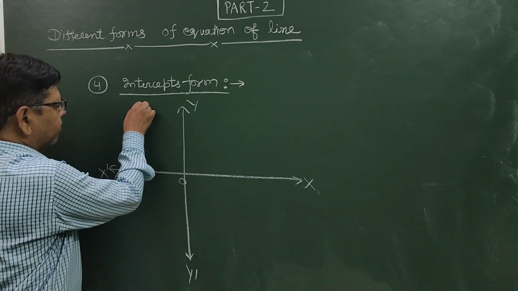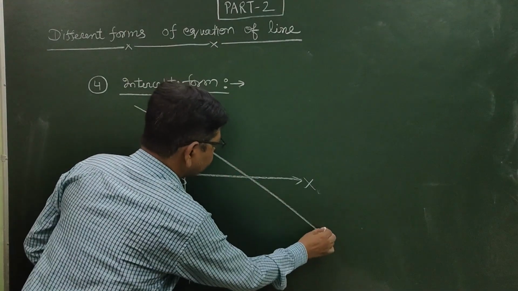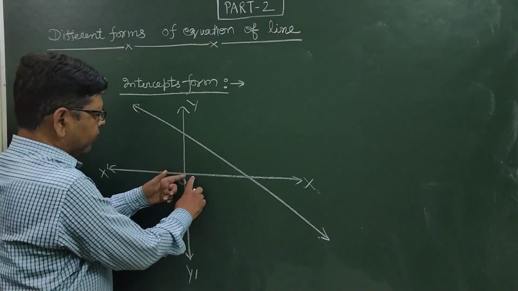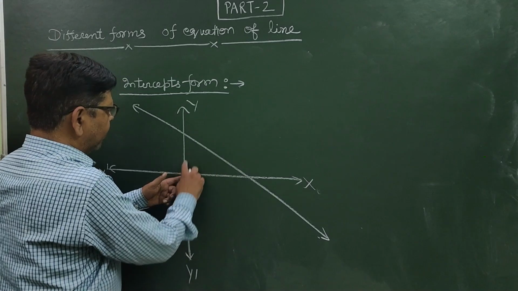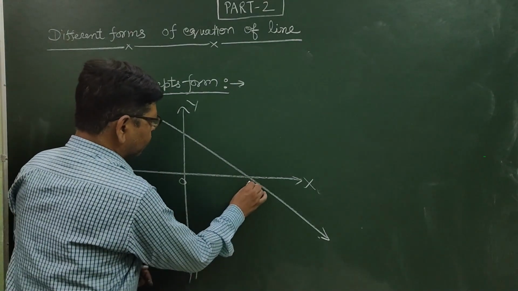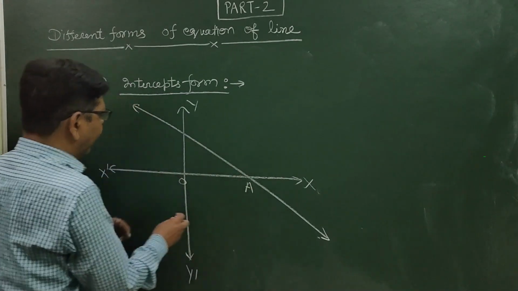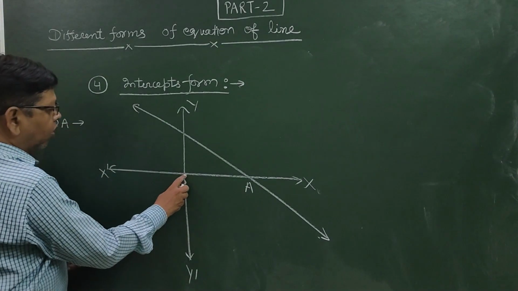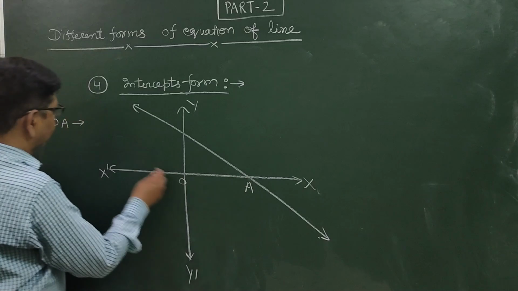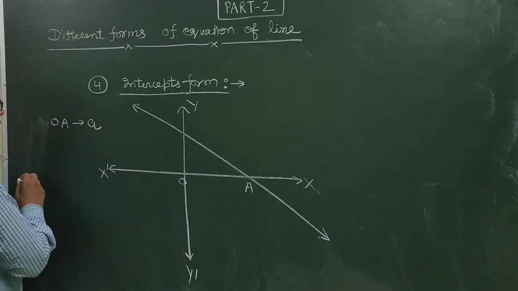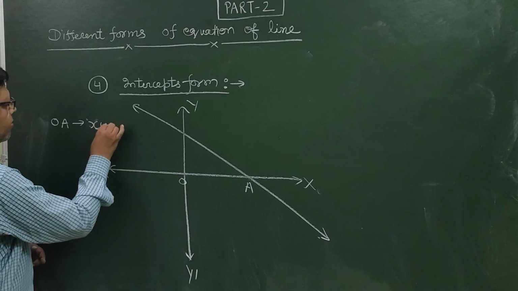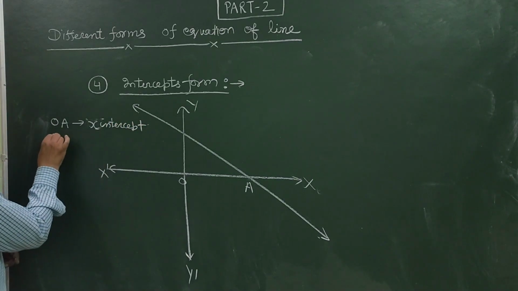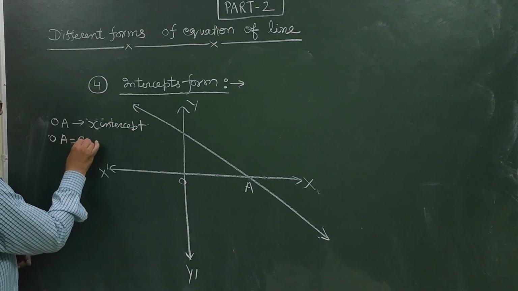If we draw a line, then it intersects the x-axis as well as the y-axis. So this OA length is called the x-intercept. The length from the origin to the point where it cuts the x-axis is called the x-intercept. Let it be A. OA is the x-intercept, and let this x-intercept OA be equal to a.